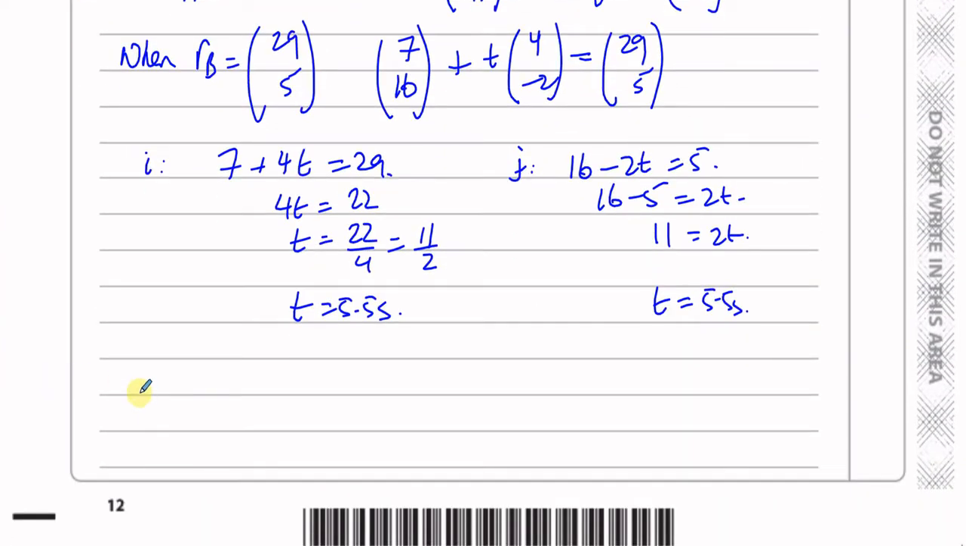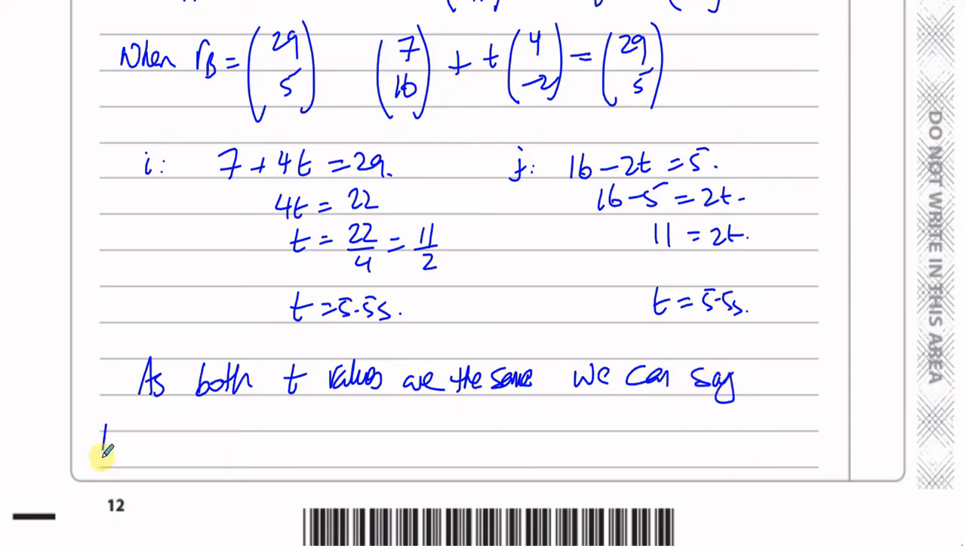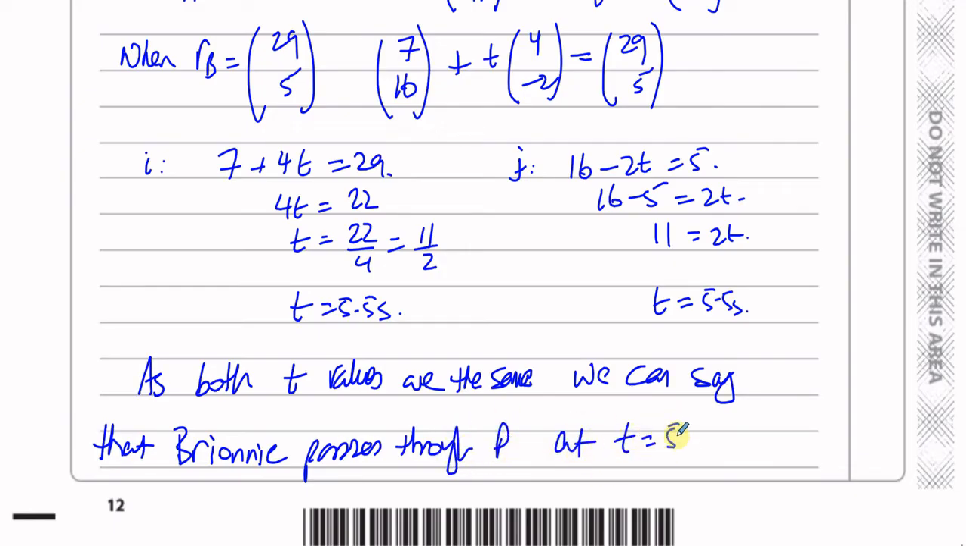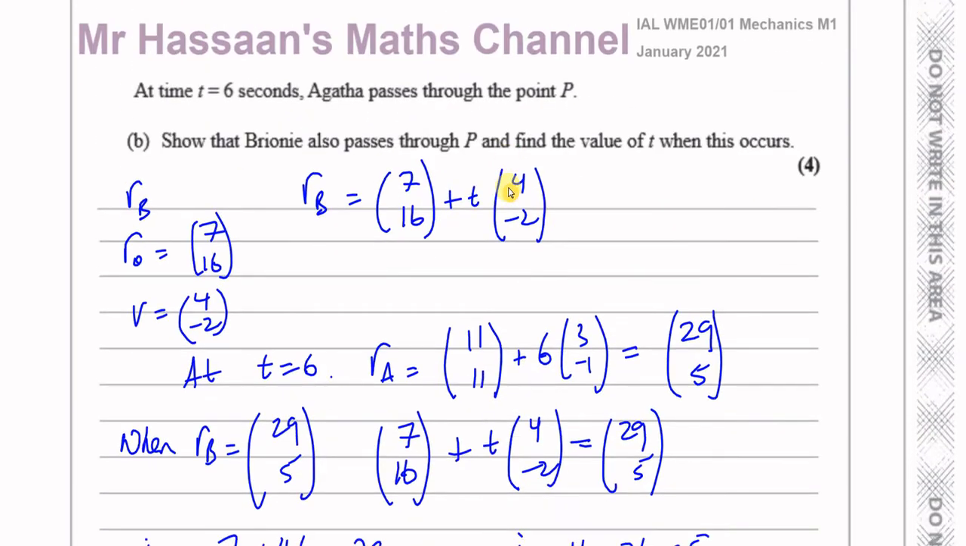As both T values are the same, we can say, when it says show that, you should always mention a little proof. We can say that Briony, however you spell her name, passes through P at time equals 5.5 seconds. So we have proved part B.